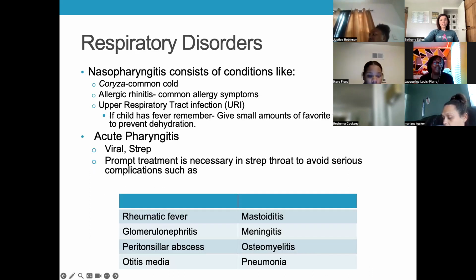So one of the first conditions that we're going to talk about is nasopharyngitis. So that's going to be conditions like coryza, which is an acute cold, allergic rhinitis, which is just your common allergy symptoms, and then upper respiratory infections.